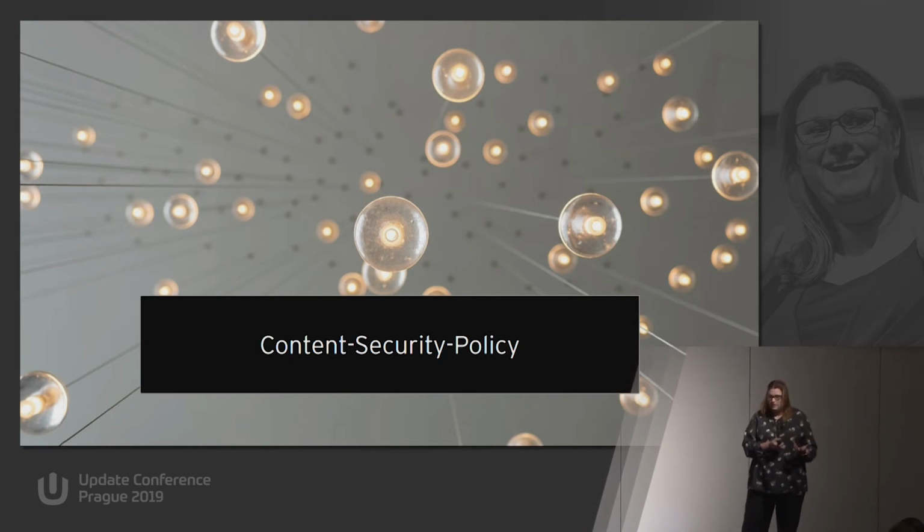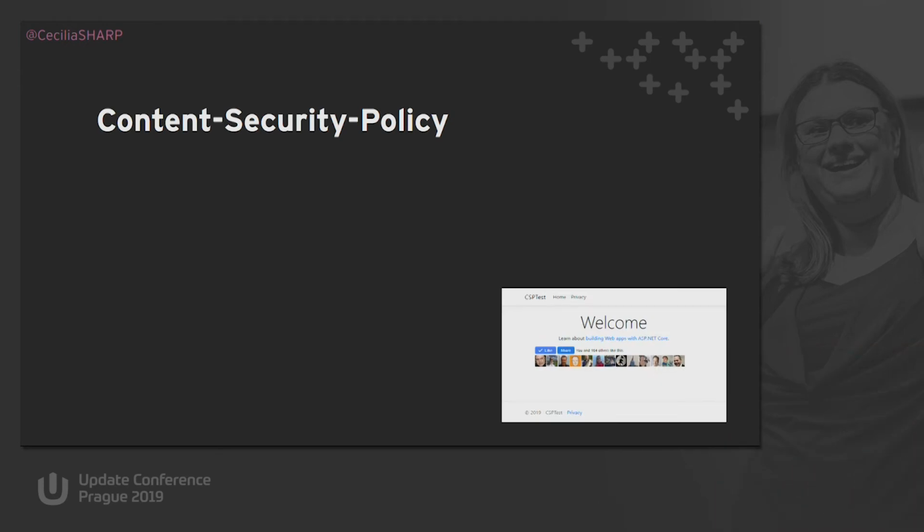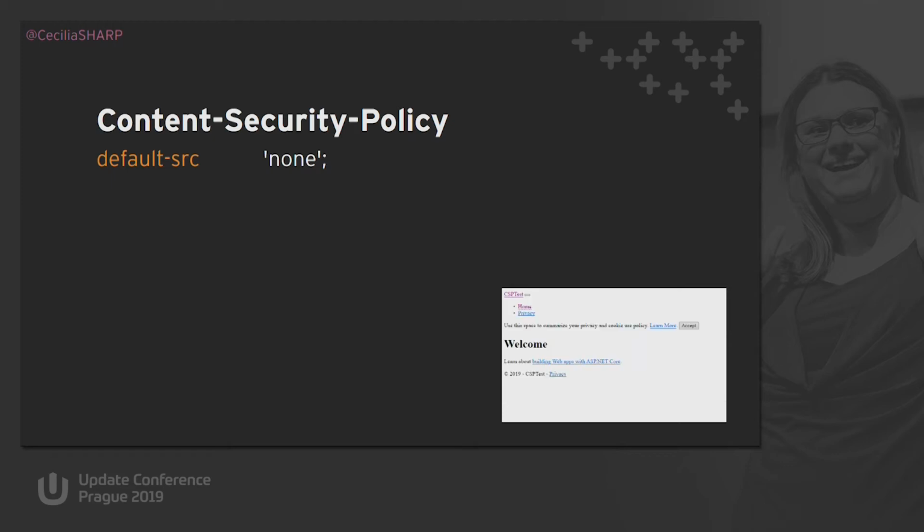So if you take a site like this, we have some styles, and we have a widget from Facebook, and probably some scripts and stuff like that. And if you add the most restricted content security policy value, that's default source none. And now we're telling it to not load any source at all. No images, no script files, no styles, no nothing. And the site would look like this. It will be very broken.